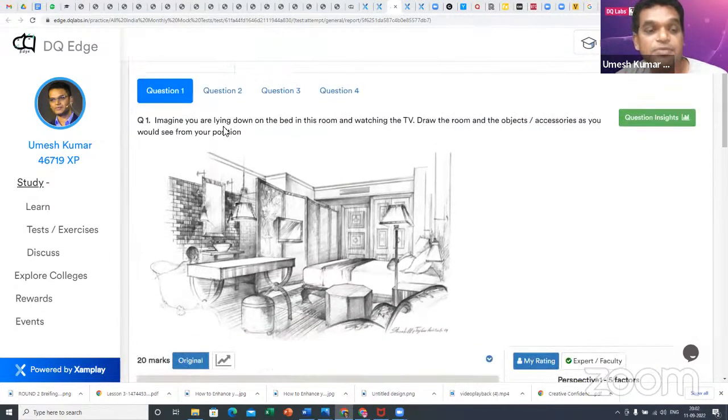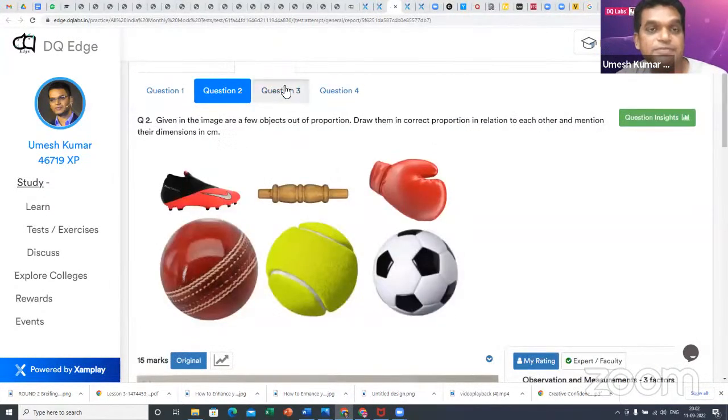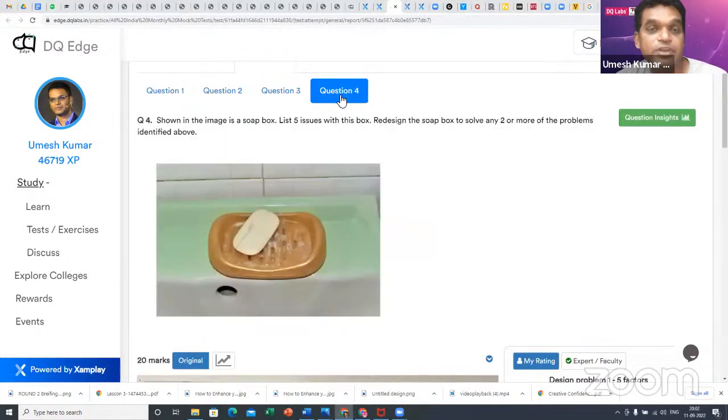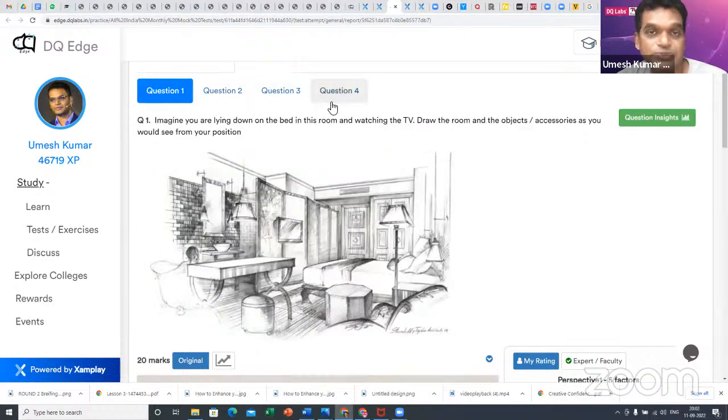Let us see what the number of questions is. Like this is 15, 15, 15, or 20. So question number 1 and question number 4 have 20 marks. So you've got to spend more time on those, right?